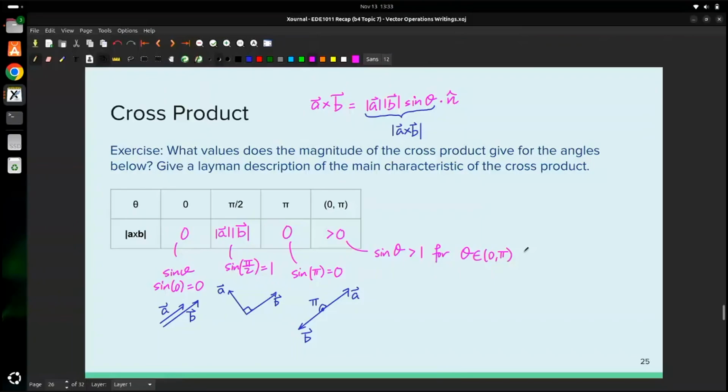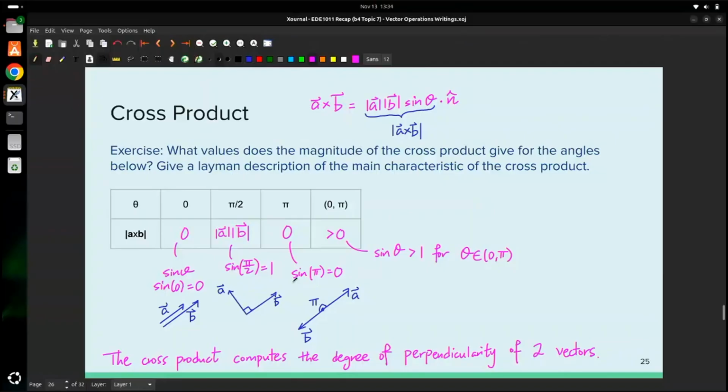So therefore, what's the layman description of the characteristic of the cross product? I think this one we can write down. The cross product computes the degree of perpendicularity of two vectors. Is that all right? So maximum cross product magnitude will happen when the two vectors are perfectly perpendicular. Is that okay?